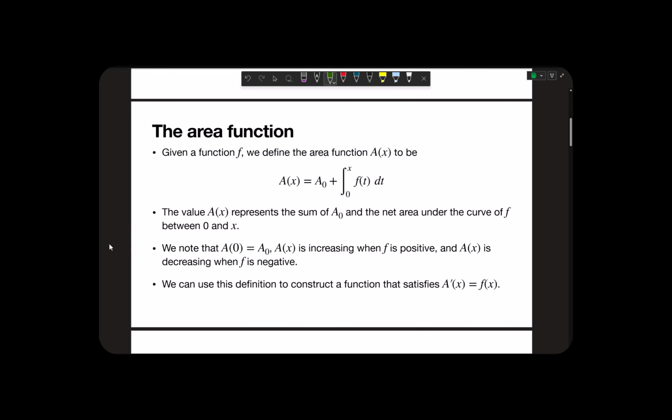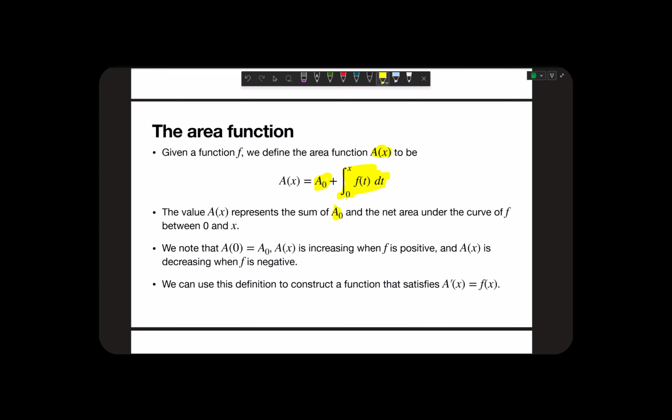Again, we're going to start off by talking about the area of a certain function. Given a function f, we define the area A(x) to be some initial value plus the integral from some point to another point, here from 0 to x, of my function. That would equal my area, my net area. We note that A(0) is the same as A sub 0. It just means when x is 0.